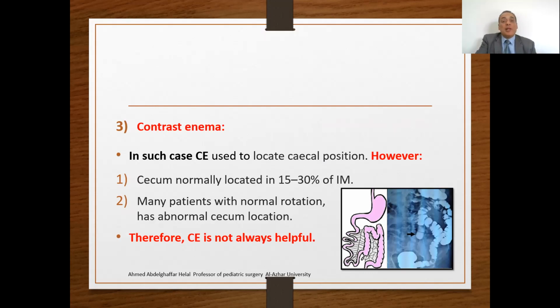However, the cecum is normally located in about 15 to 30% of intestinal malrotation. Despite intestinal malrotation, there is a normally located cecum. Moreover, many patients with normal intestinal rotation may have an abnormal cecal location due to deficiency in the fixation of the cecum. So there may be an abnormal cecal position in infants, neonates, and children. Therefore, the contrast enema is not always helpful nowadays, although its use to locate the cecum is historically very important. Today, there are two problems: the cecum may be normally located in cases of intestinal malrotation, and many patients with normal intestinal rotation have an abnormal cecal location.